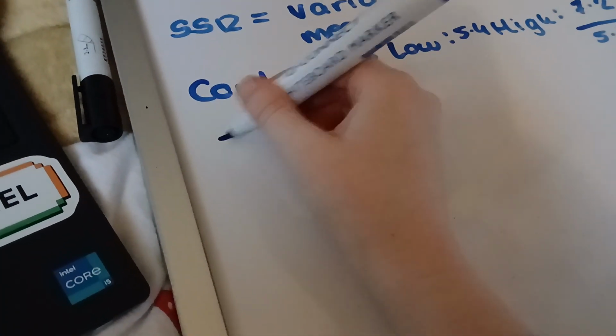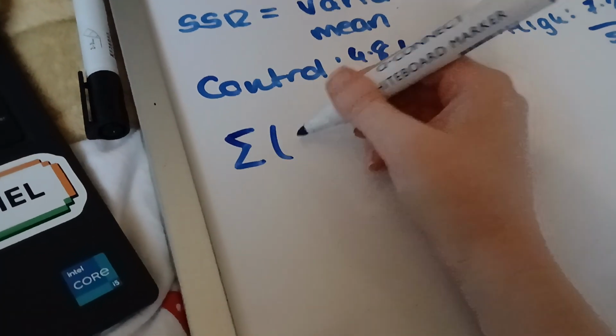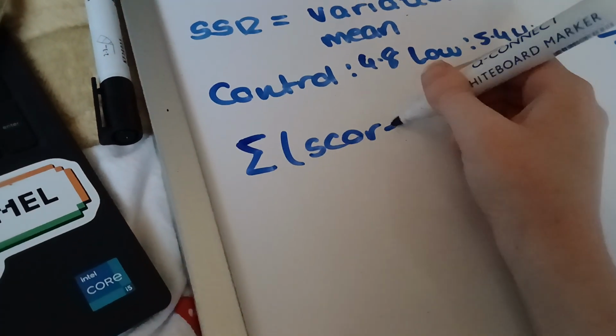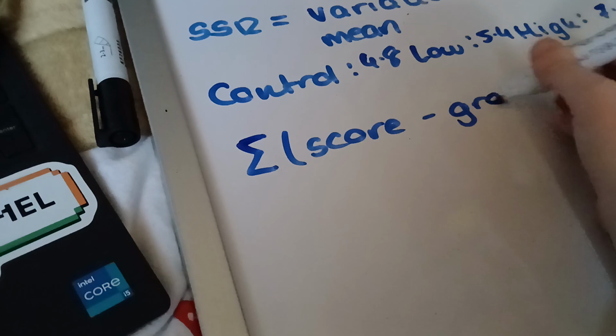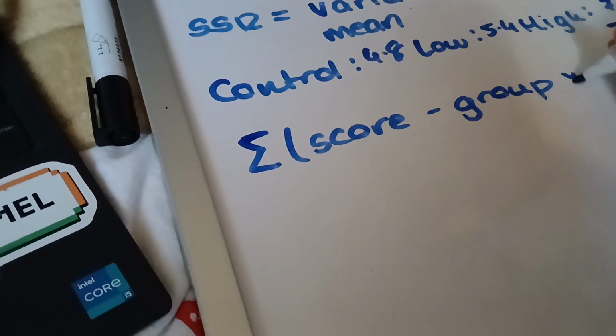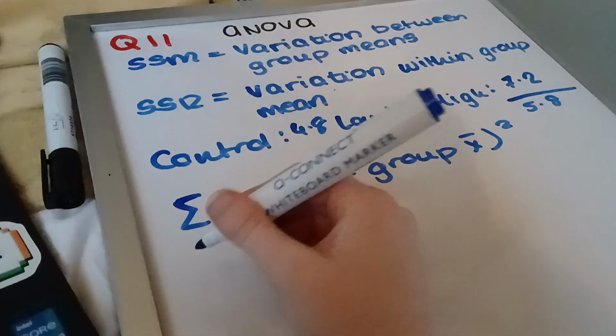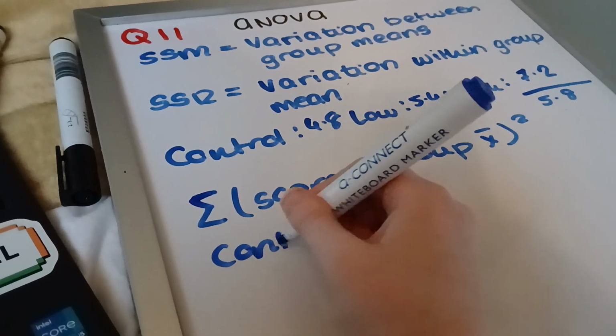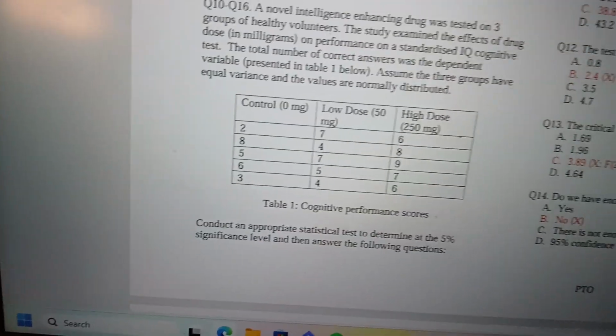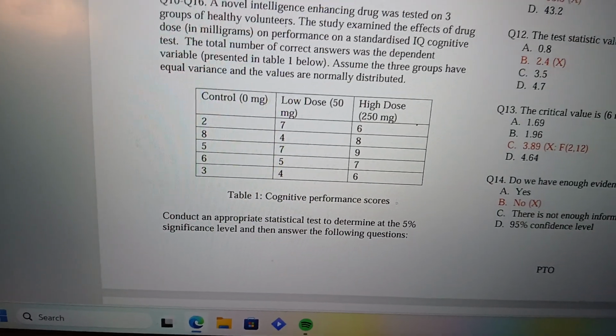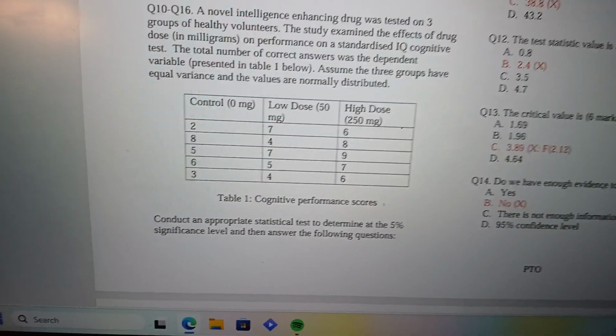Basically, the formula for this is the sum of the score minus the group mean, squared. That's what we need to do. So we need to repeat that for each group. So we're going to start with control. So we're looking at the participants here. So we have a 2, 8, 5, 6, and 3.